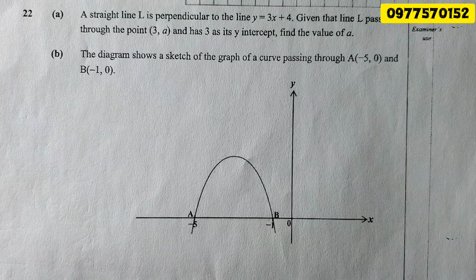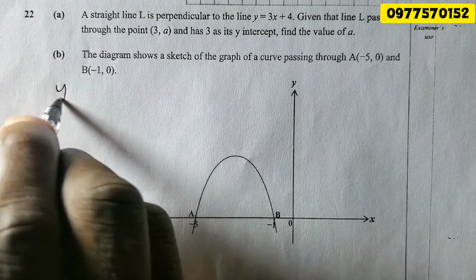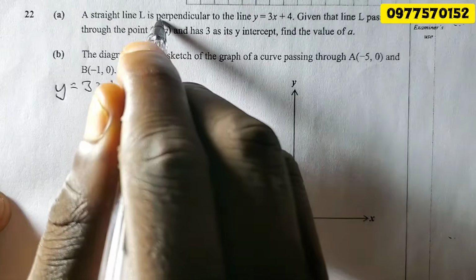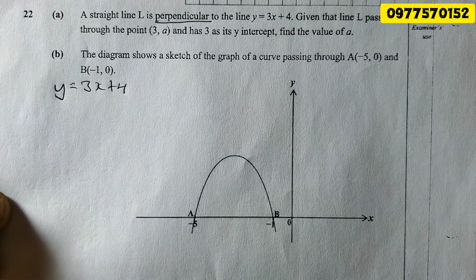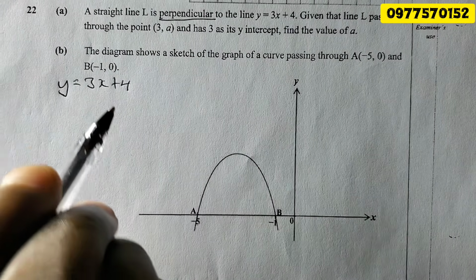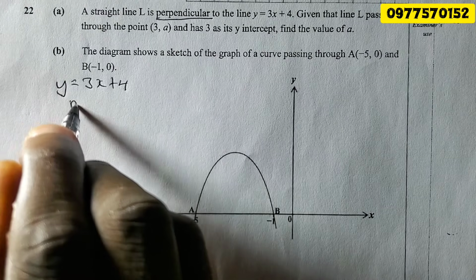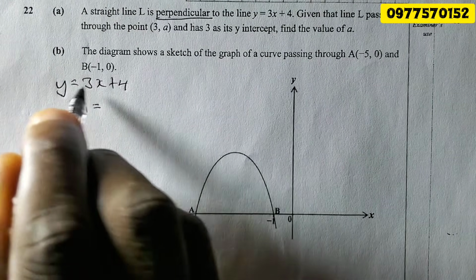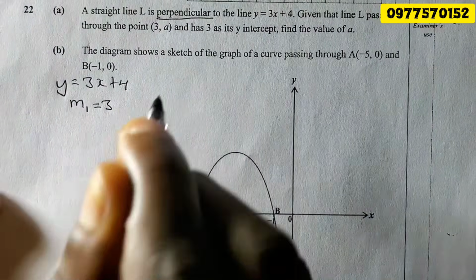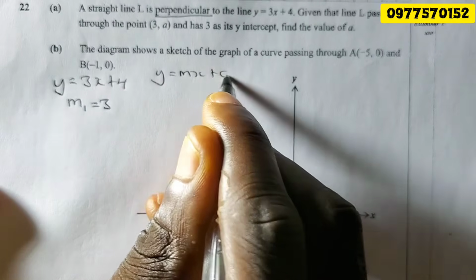This is simple. So this is exactly what we're going to do. We're going to write the equation which is y is equal to 3x plus 4, and we are told that it is perpendicular. So to find the equation of the other line, line L, we are going to get gradient 1 from this equation, which is 3, because this equation is in the correct form, which is y is equal to mx plus c.